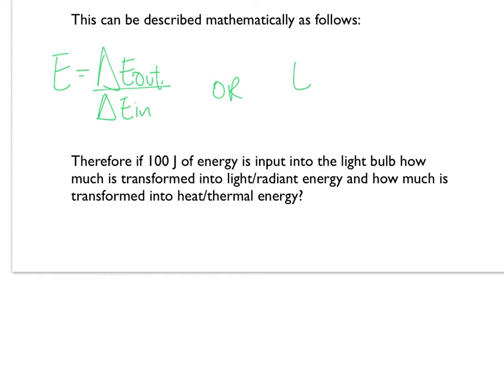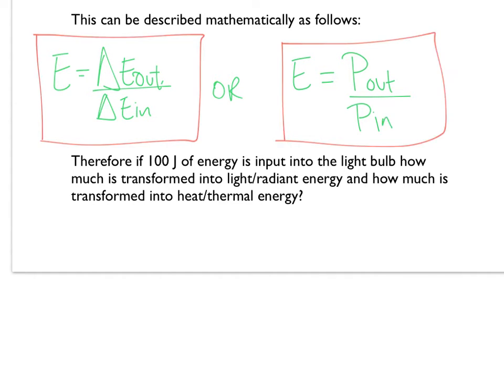Or alternatively, we can say that efficiency is also the amount of power coming out over the power going in. Therefore, if 100 joules of energy is input into the light bulb, how much is transformed into light or radiant energy, and how much is transformed into heat and thermal energy, which is waste?